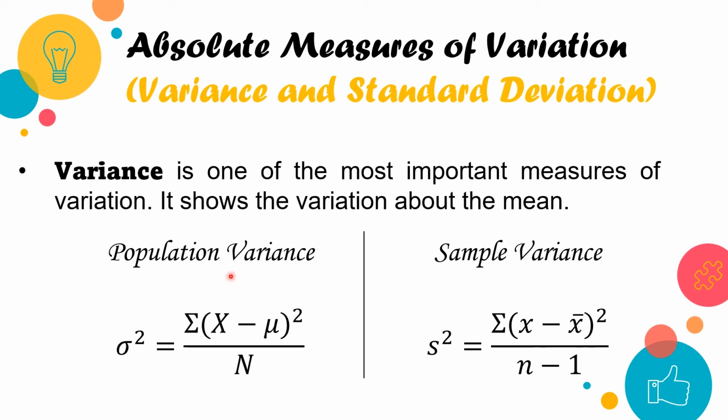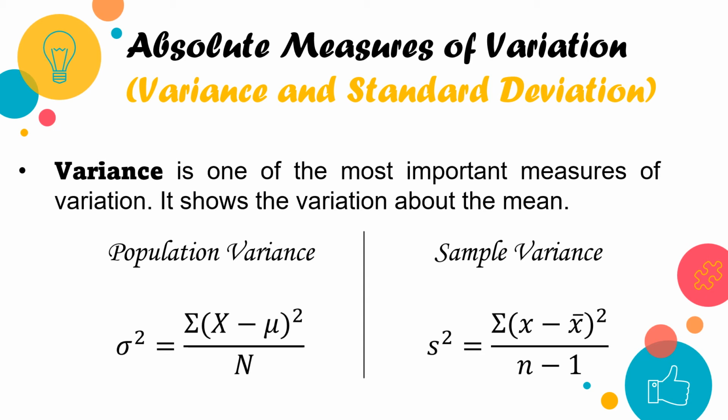So please take note of the variables that are actually used. They have different variables if we look at it. For example, this one is for population, and this one is for sample variance. For population it is capital letter N, and for the sample variance it is n minus 1. Okay, so please take note of the differences of the two equations.